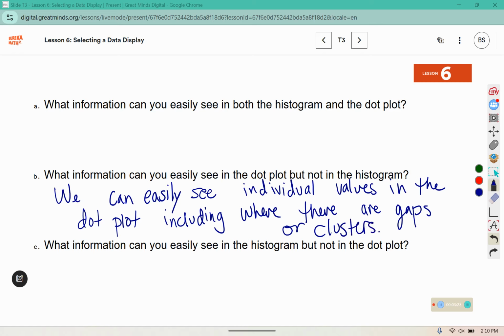So a gap meaning there's no data in that section, or a cluster meaning there's a lot of data grouped together in a similar location. C, what information can you easily see in the histogram, but not in the dot plot? In the histogram, it's very clear what shape the data is displaying, whether it's symmetric or skewed.